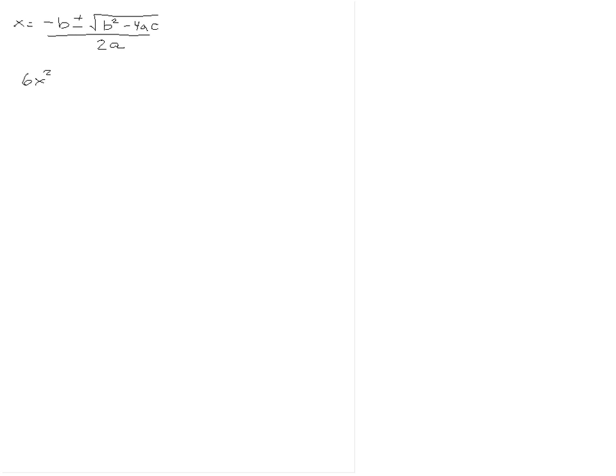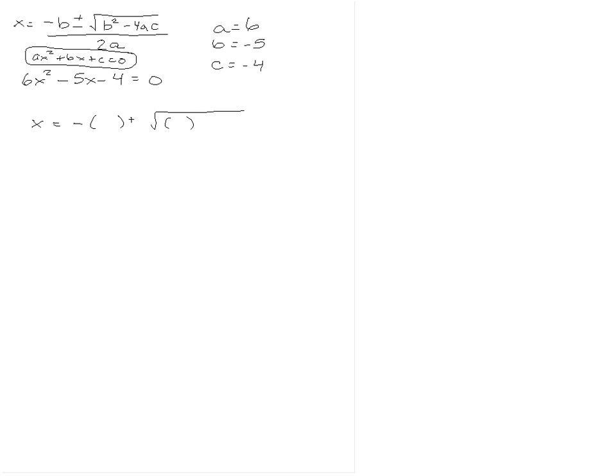Okay, so let's look at our problem. 6x squared minus 5x minus 4 equals 0. So what is my A, what is my B, and what is my C? Well, my A is 6, because remember it's ax squared plus bx plus c equals 0. Remember that part of it. My B is -5, and my C is -4. So all I do is I replace wherever there is an A, a B, or a C.